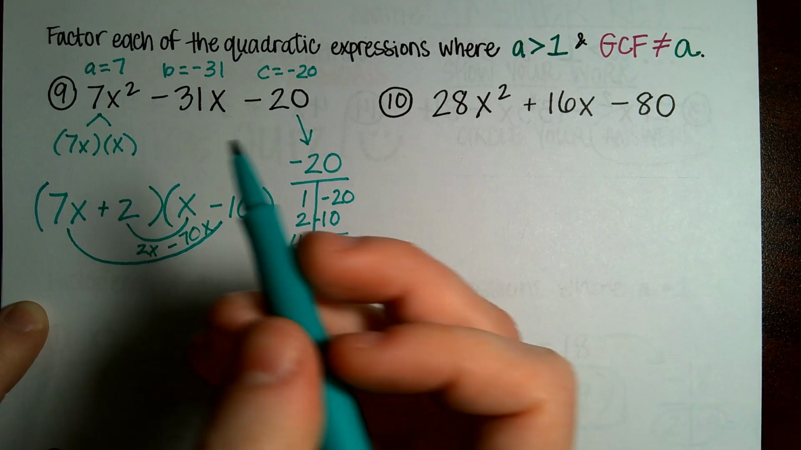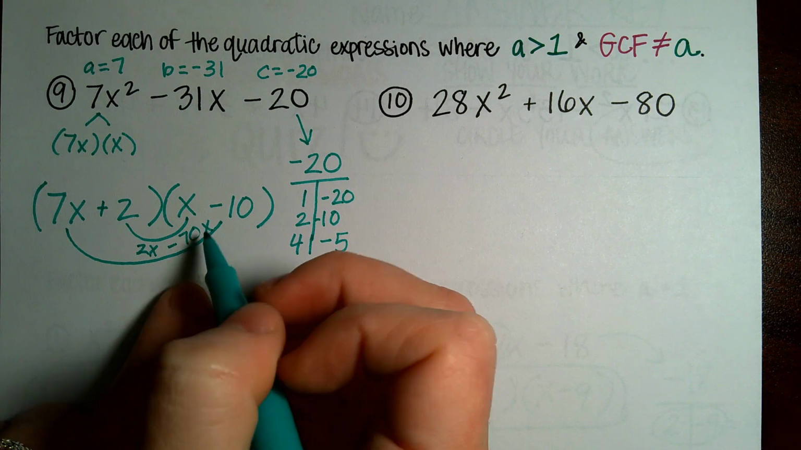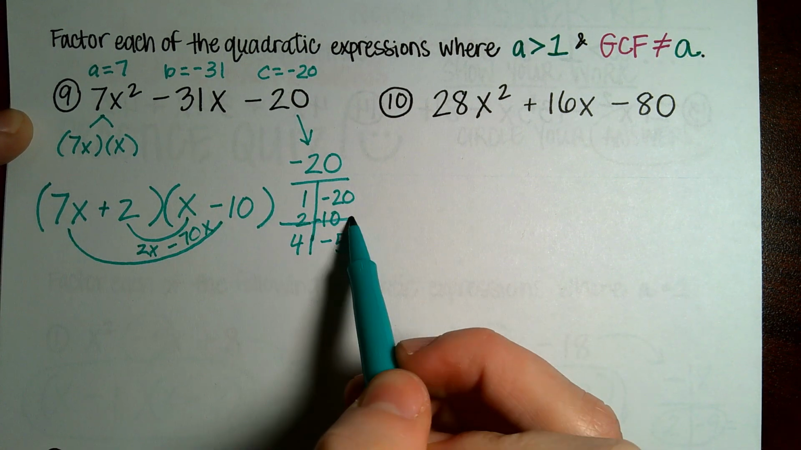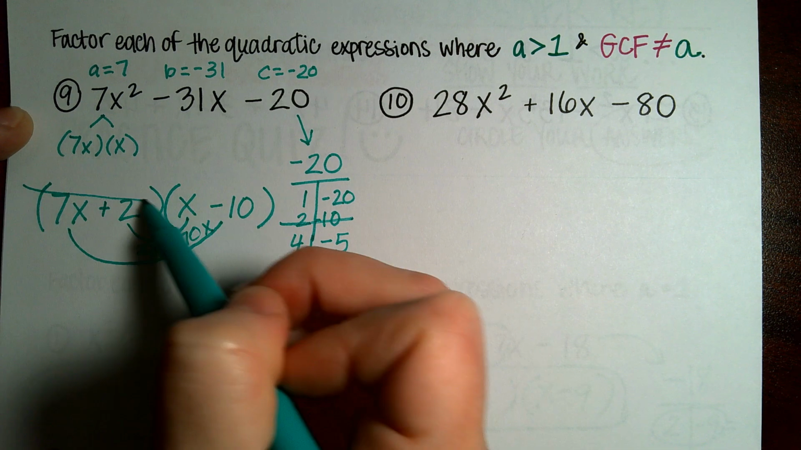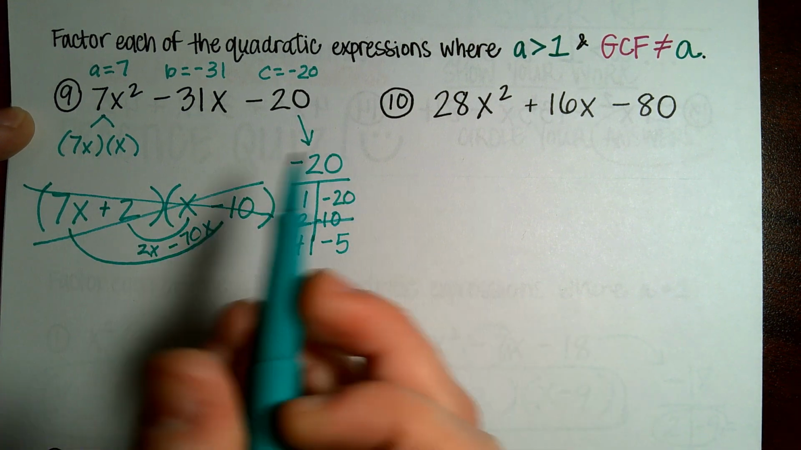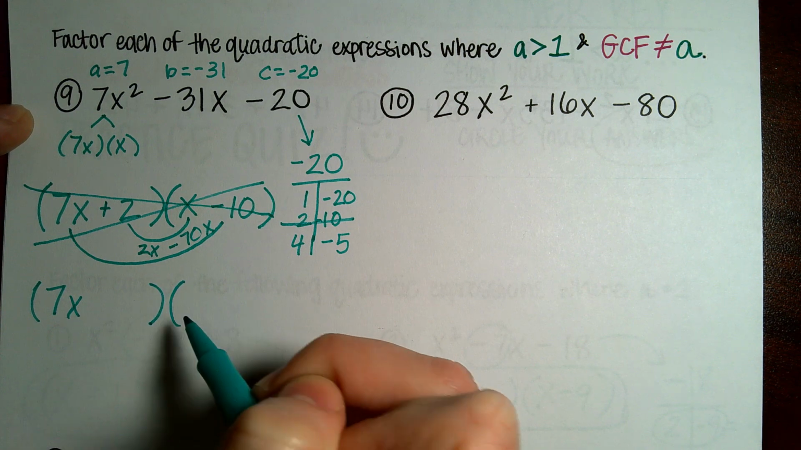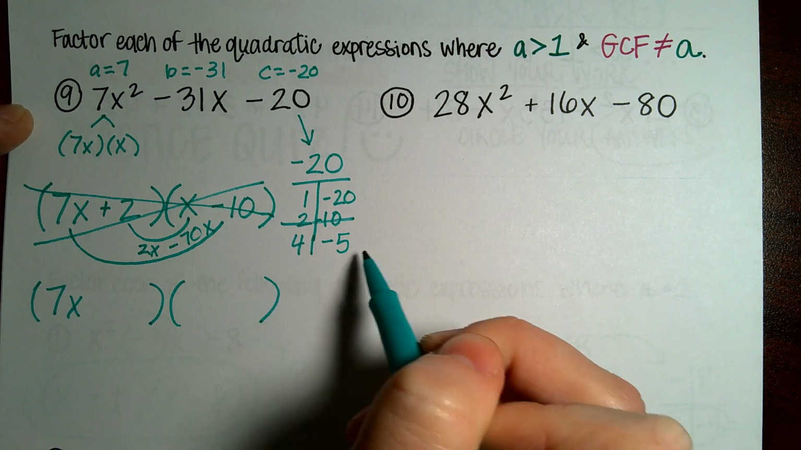So I'm going to have a total of negative 68x here, and I need negative 31x. So I know 2 and 10 aren't going to be my answer. So let's try something else. The 4 and the 5. Sure, let's try that.